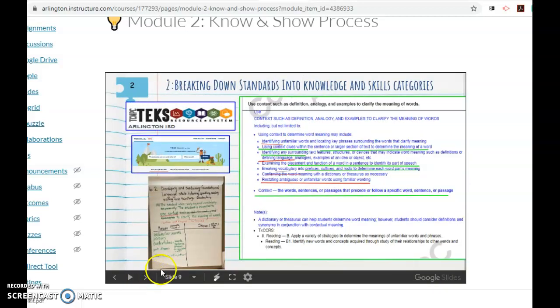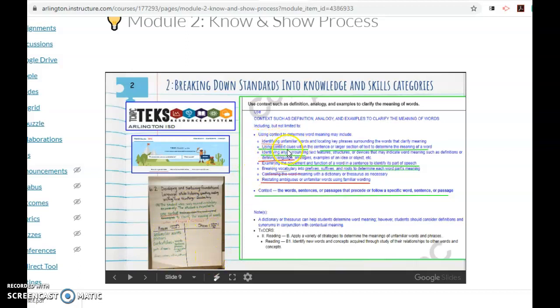As you see, I've marked up in this example my knowledge information. And so now I'm ready to look at the skill side, the show side. What is it that students will need to show? So just as I look for the concepts, I'm going to look for those verbs.